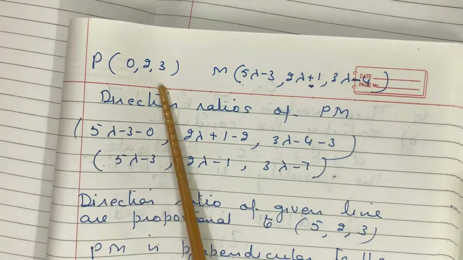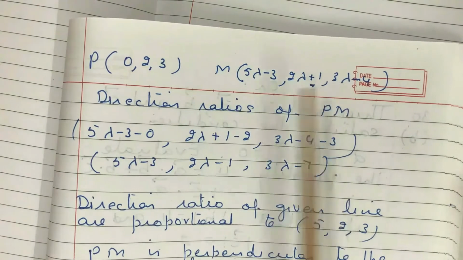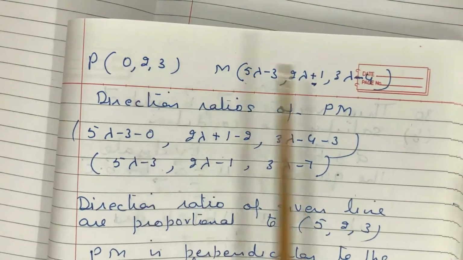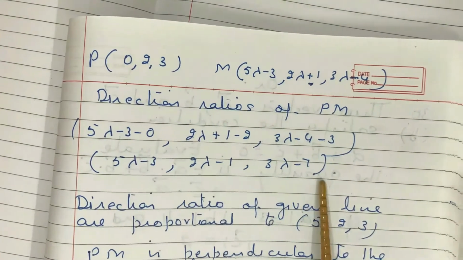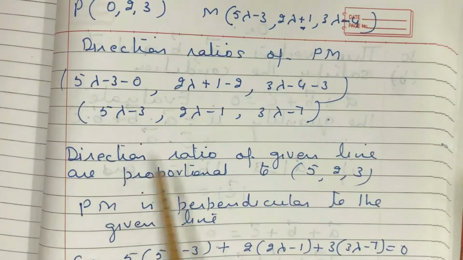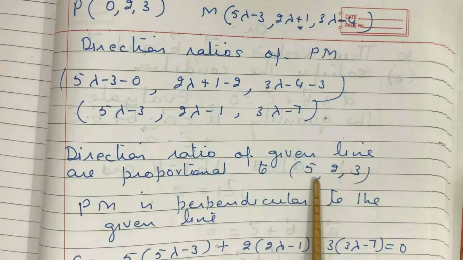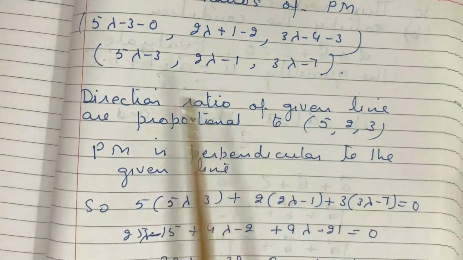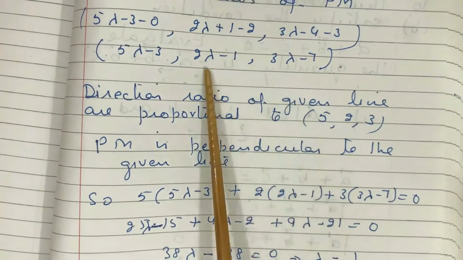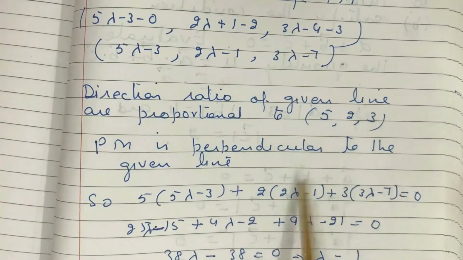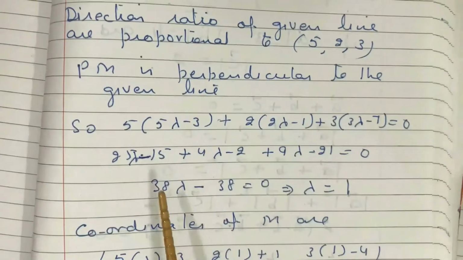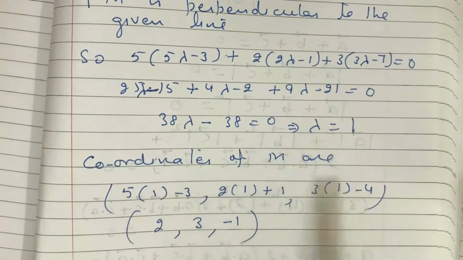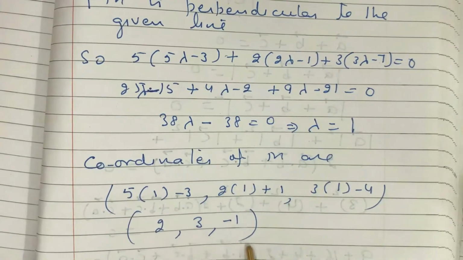Now coordinates of P are this, coordinates of M are this. So direction ratios of PM, you all know, this minus this, this minus this, this minus this. They are the direction ratios. Now the direction ratios of the given line are proportional to 5, 2 and 3. So PM is perpendicular to the given line. It means this multiply this plus this multiply this plus this multiply this is equal to 0. And from here you will get the value of lambda, which will come out to be 1. So coordinates of M will come out to be 2, 3 and minus 1.